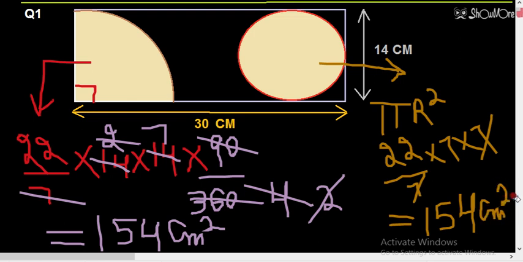So please note down the required results. The area of this 90-degree sector part is 154 centimeter square. The area of this right side circle is also 154 centimeter square. Now we have to find this particular area.